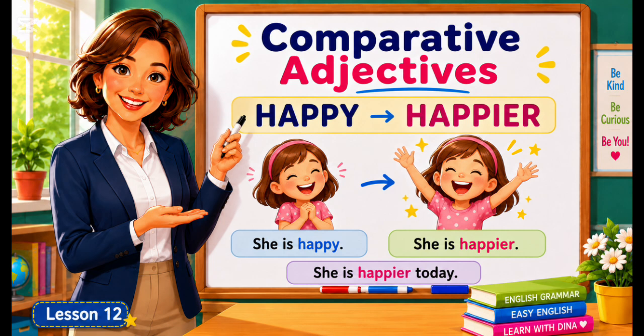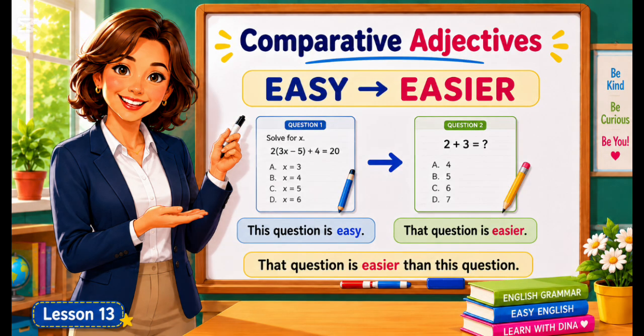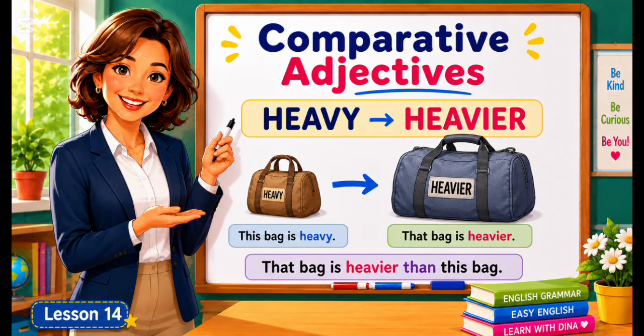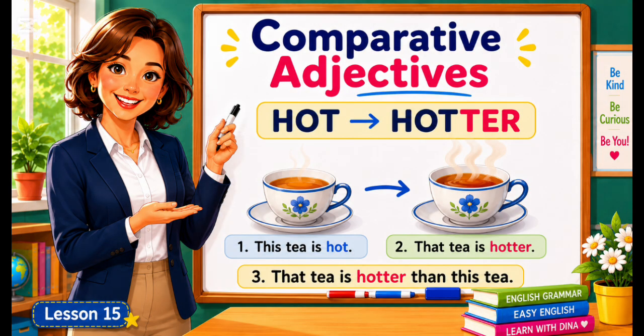If the adjective ends in y, we change y to i and we add er. For example, she's happier today. That question is easier than this question. That bag is heavier than this bag. That tea is hotter than this tea.